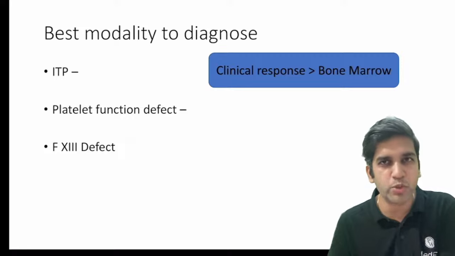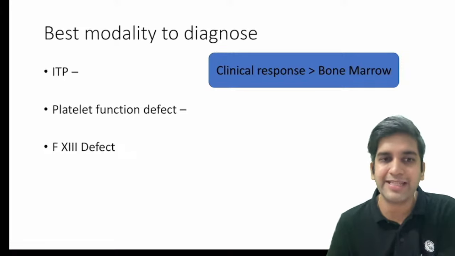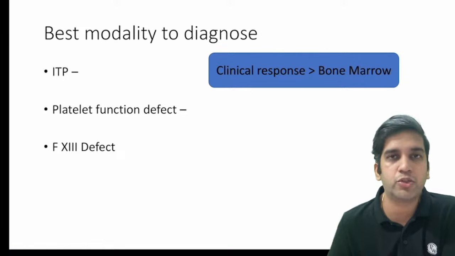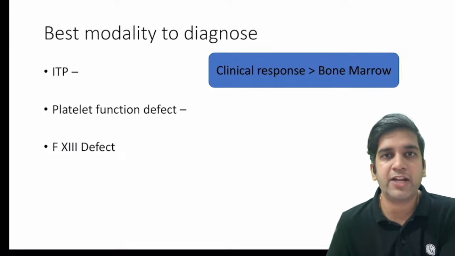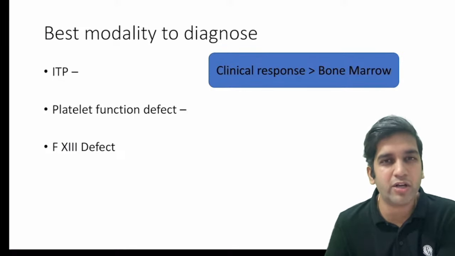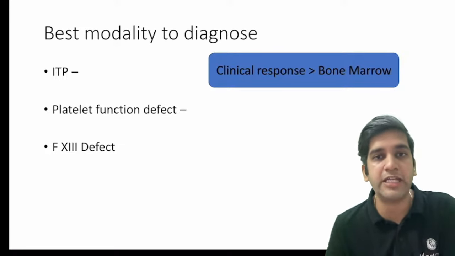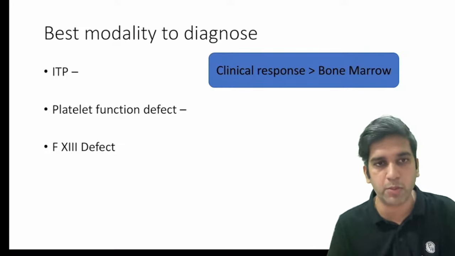ITP, textbook-wise, bone marrow biopsy is the best, but generally they don't do that. It's the clinical response. Patient with thrombocytopenia, they give a steroid and look at the clinical response. You can definitely do a serology, but ITP is a clinical scenario and then a bone marrow biopsy, right?